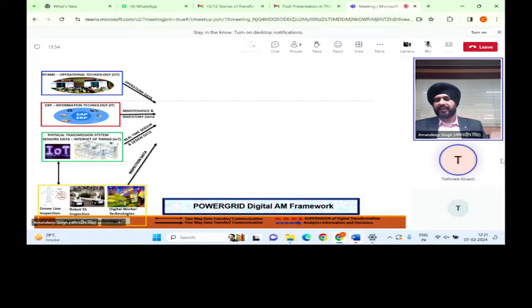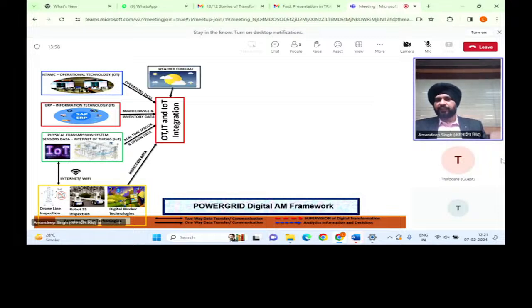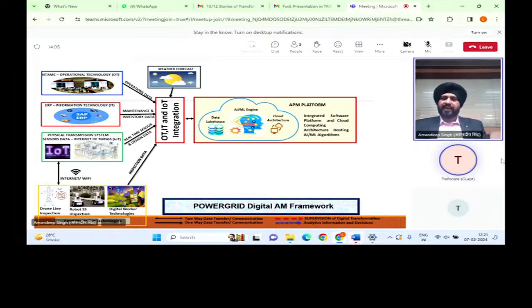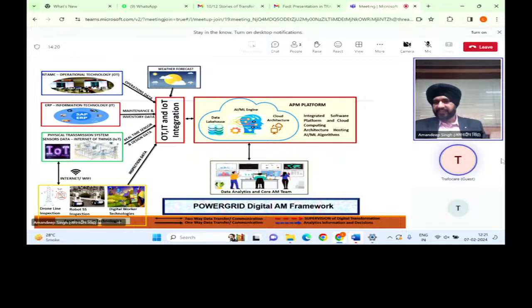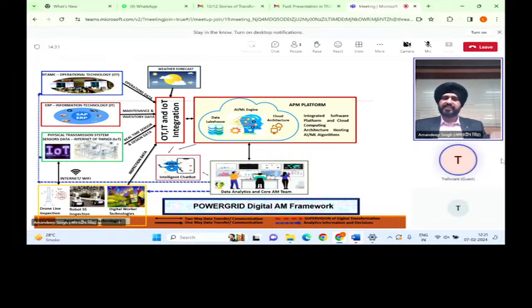Power Grid has also implemented a digital AM framework where inputs from our NTMC, ERP and physical transmission system, along with real-time inspection through robots and drones, are being considered in this OT, IT and IoT integration, where weather forecast is also taken into consideration. And a standard asset performance management platform is being developed where everything is taken into consideration, and we are able to do data analytics, and the output is analyzed based on these values, and we are able to predict what is going to happen next. So this is just an overview of the digital AM framework which we are going to implement.